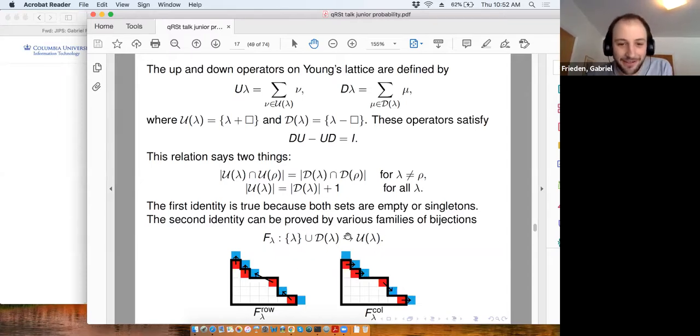There are infinitely many different families of bijections, but there are two natural ones. One is to send an inner corner to the outer corner in the next row and view the leftover one as the extra. The other is to send an inner corner to the outer corner in the next column and view the one in the first column as being the extra one associated to lambda.